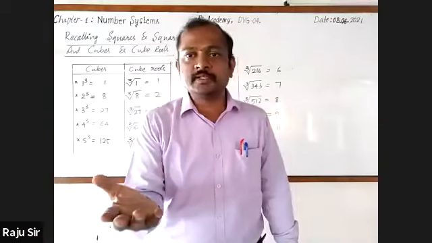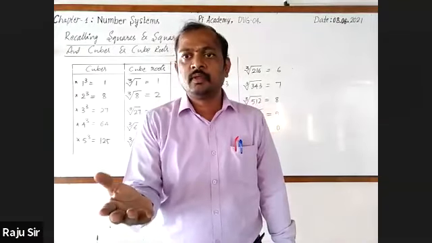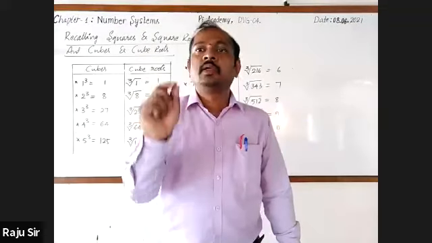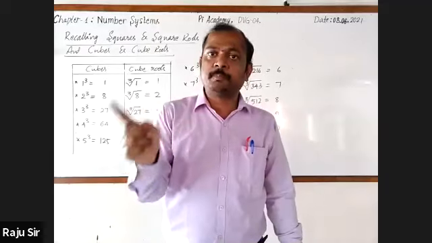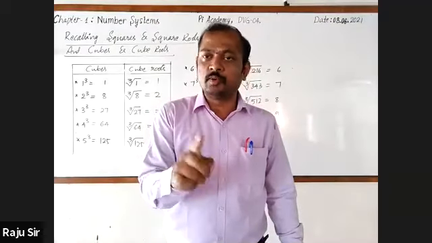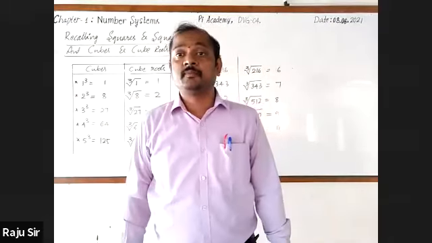We know that 1 is a perfect square. Understand my question? I have been asking you to tell the number which is both a perfect square and a perfect cube less than 10. 1. 1 is both a perfect square and a perfect cube.